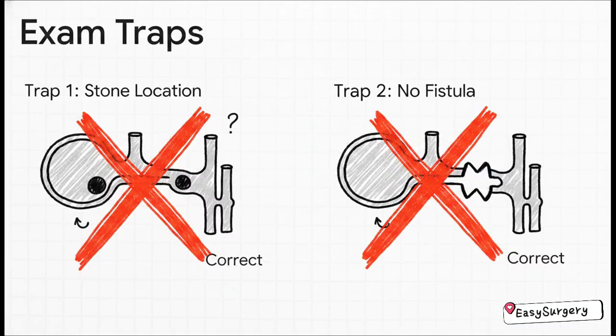Now, what's really interesting about this is how test writers actively try to trap you. Trap number 1, they'll try to trick you into thinking the stone is inside the common bile duct. It is absolutely not. The defining feature is that the stone is lodged in the cystic duct or Hartmann's pouch, causing external compression of the common hepatic duct from the outside. Trap number 2 revolves around the fistulas. They love to give you a clinical vignette describing type 1 and try to make you blindly select an answer involving a fistula. Remember, type 1 has compression, but absolutely no cholecystobiliary fistula. Don't let them trick you.